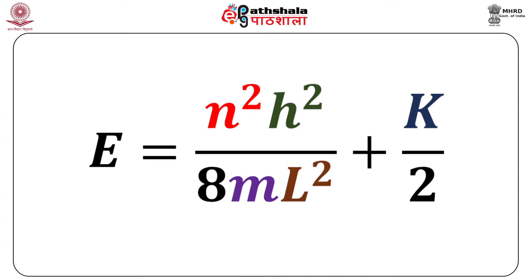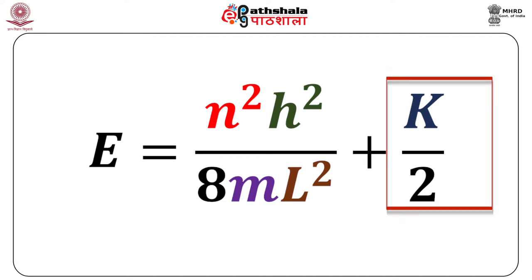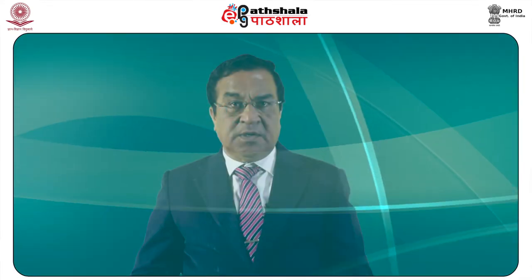But once the perturbation effects are considered, the corresponding energy becomes n square h square upon 8 m l square plus k by 2. So this k by 2 is the corresponding correction which we have been able to find out using the first order perturbation theory.